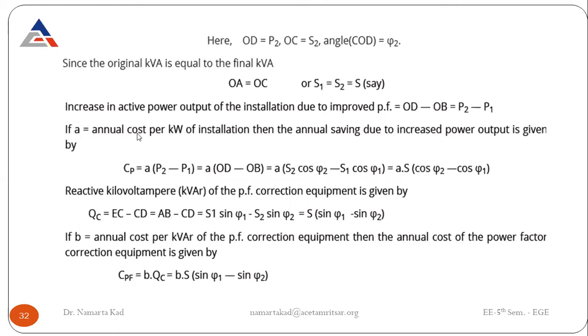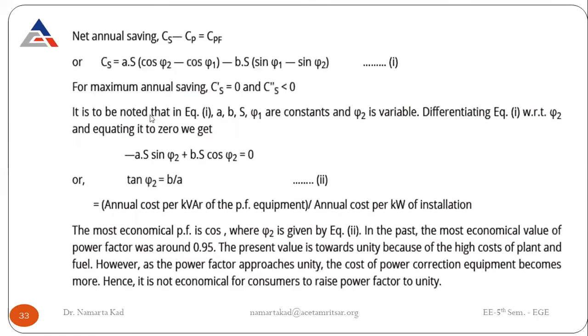And A is the annual cost per kilowatt of the installation. This is the reactive power relation, and then the net savings.